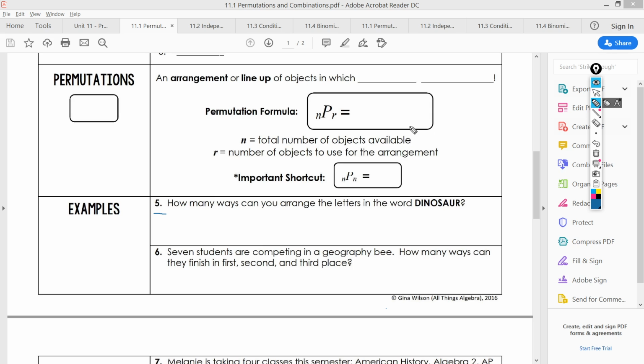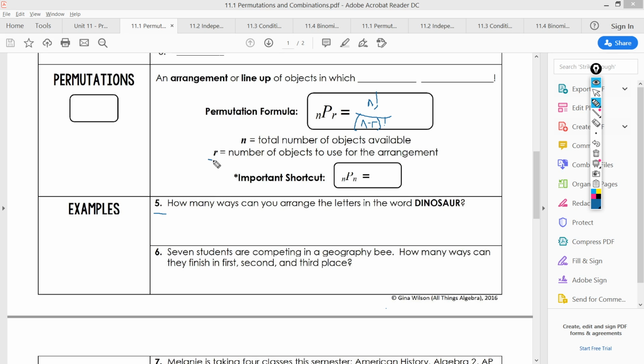Okay, I'll write again here for reference. It's N factorial over N minus R factorial. And N is the total number of objects available. So how many things are we sorting in an order? And R is the number of objects to use for the arrangement.